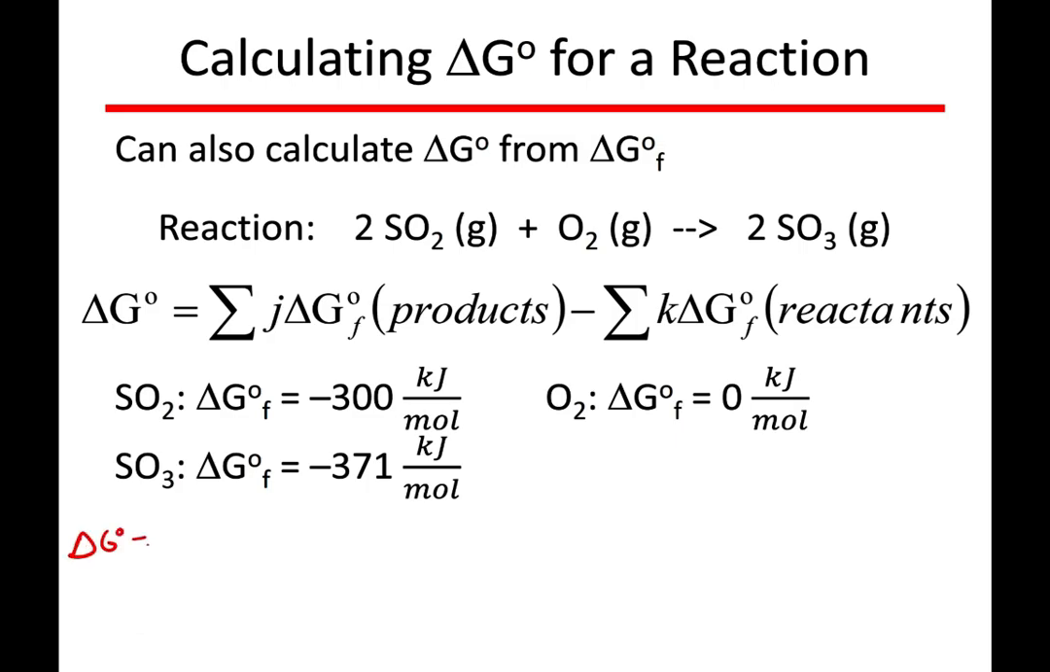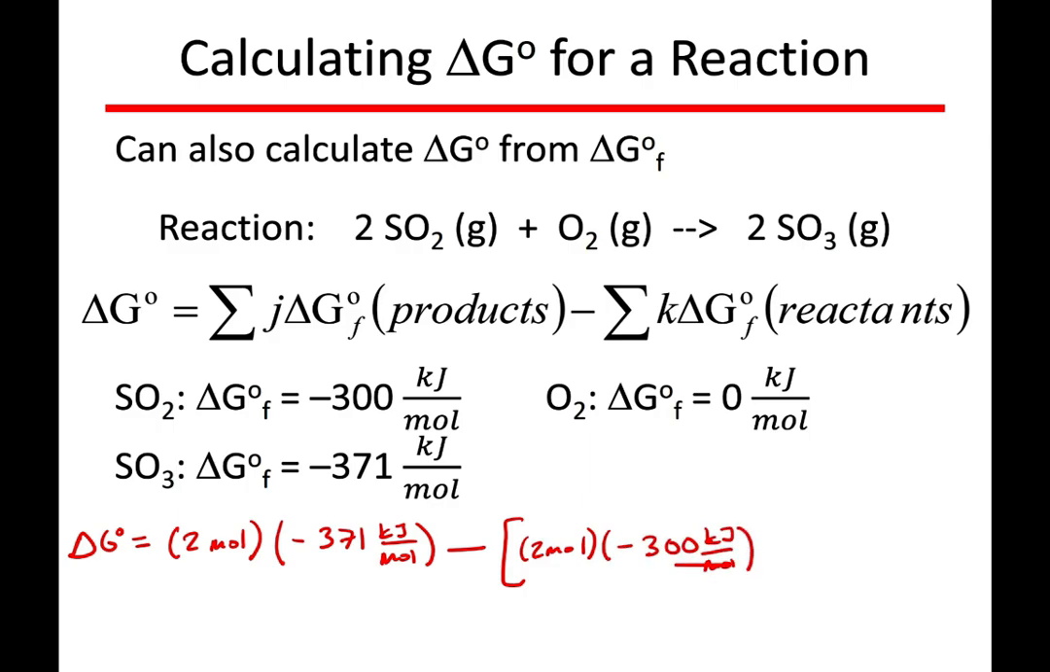So the delta G standard for this reaction is, for our products, we have 2SO3. And remember that 2 represents 2 moles of SO3 at negative 371 kilojoules per mole, and minus all of the reactants. So for the reactants, we have 2 moles of SO2, and that's minus 300 kilojoules per mole. And we have oxygen, 1 mole of that, but its delta G of formation at standard conditions is 0.